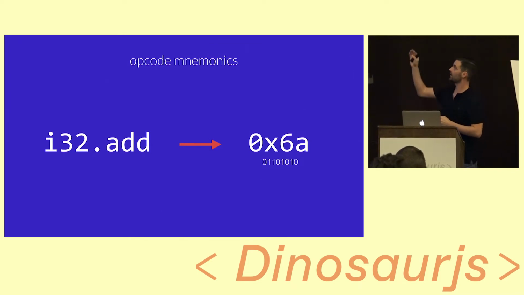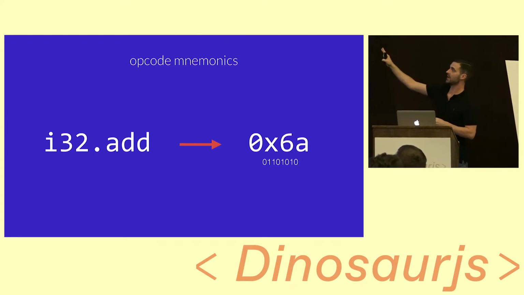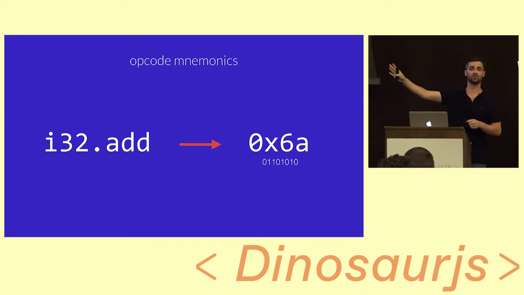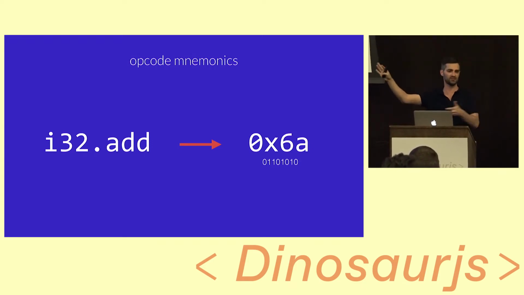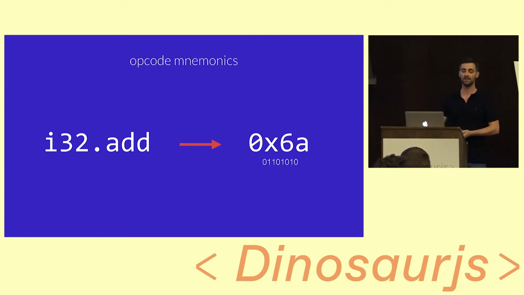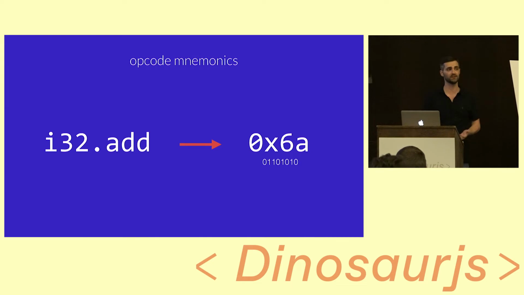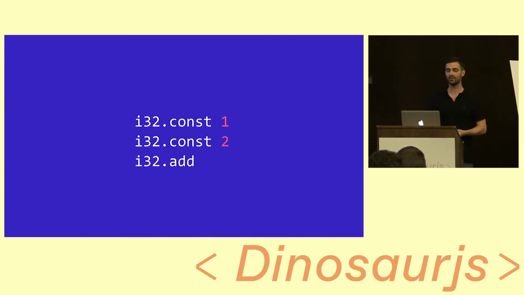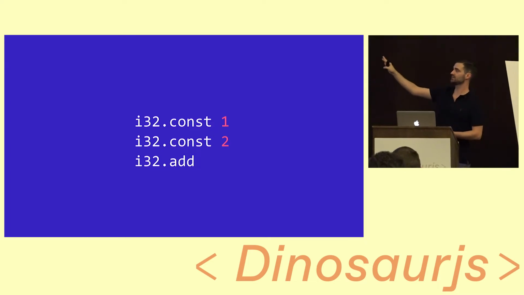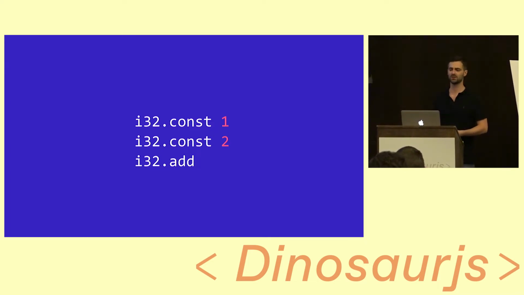On the right, you have the actual byte code. On the left, you have what's called a mnemonic, which is the textual representation of that actual instruction. This is a 32-bit integer add. There are ones for 64-bit as well, and you can do unsigned and all that stuff. So with that 1 plus 2, it would be a constant of 1, a constant of 2, and then add them. So constant 1, constant 2, add them.